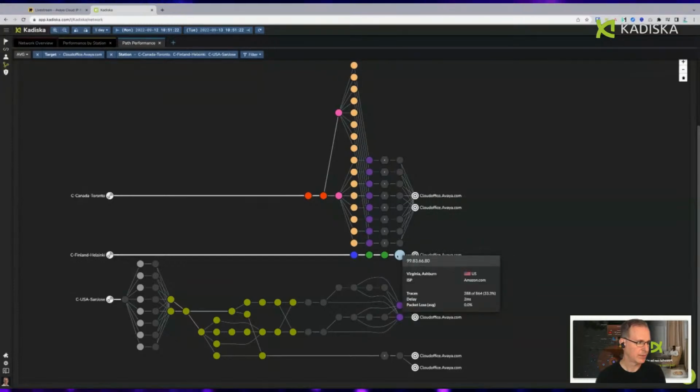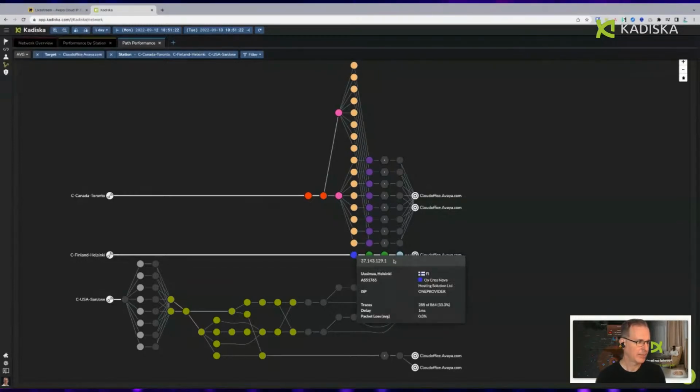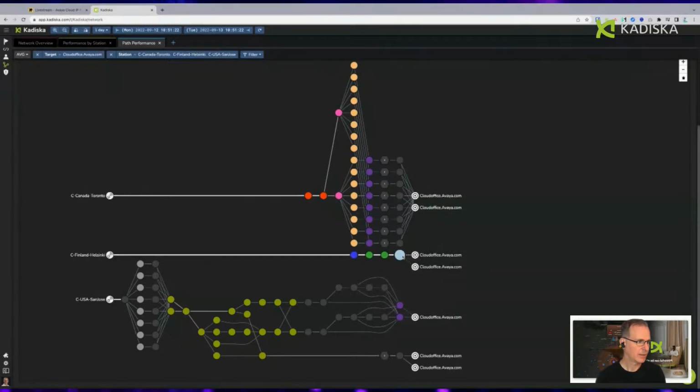So this is good news. No, it's not good news. You're going across from Helsinki into the UK, and then you're actually going across the ocean to Amazon AWS, where they're hosting the Cloud Office at Avaya. Unfortunately, that's located in the East Coast US in Ashburn's data center. So that's a long way to go for a call.